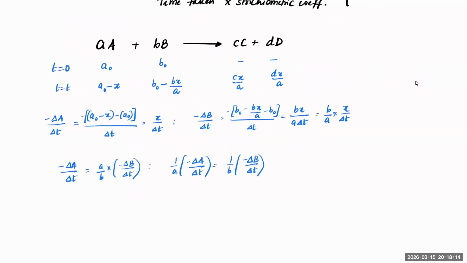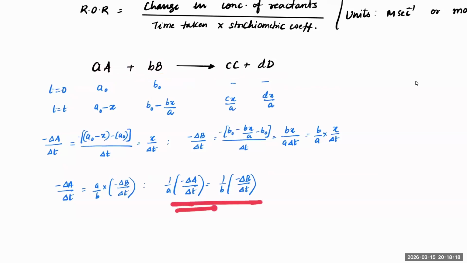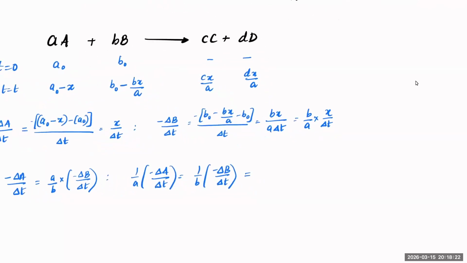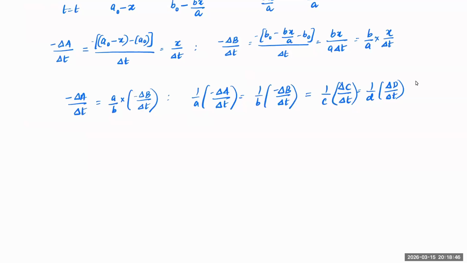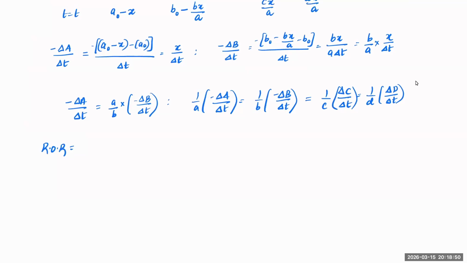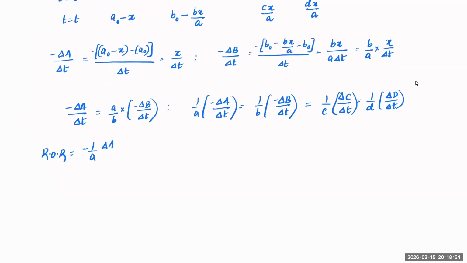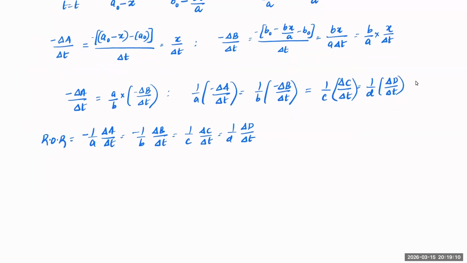So all of these factors can be related with respect to a certain rate, which will be equal. Now, in this case, it will be 1 by c into delta C by delta t, and that will be 1 by d into delta D by delta t. Got it? This is how we relate. So this is what we call the rate of reaction. So rate of reaction will be equal to minus 1 by a, delta A by delta t, or minus 1 by b, delta B by delta t, or 1 by c, delta C by delta t, or 1 by d, delta D by delta t. This is how rate of reaction can be used.